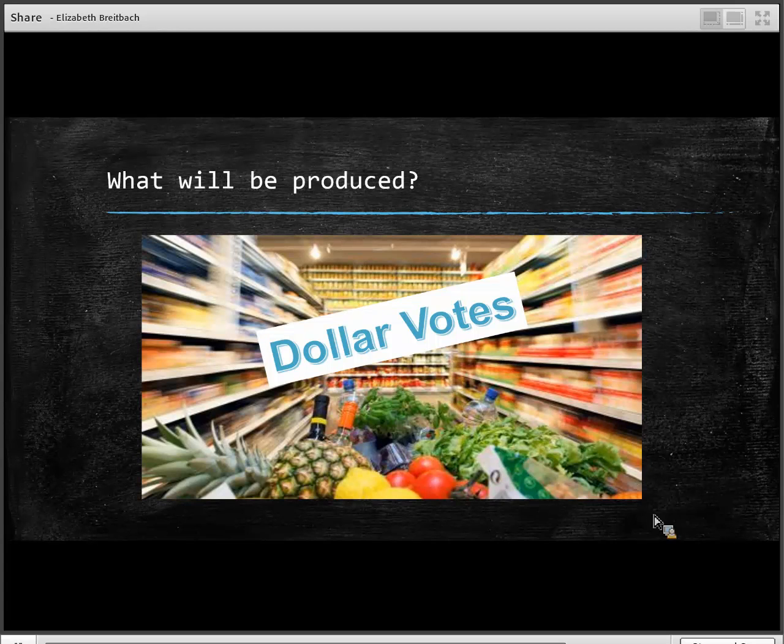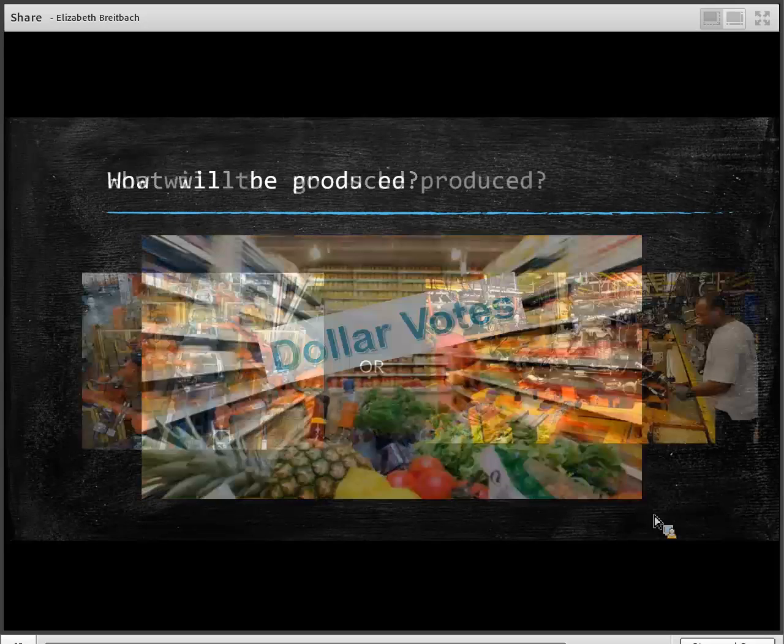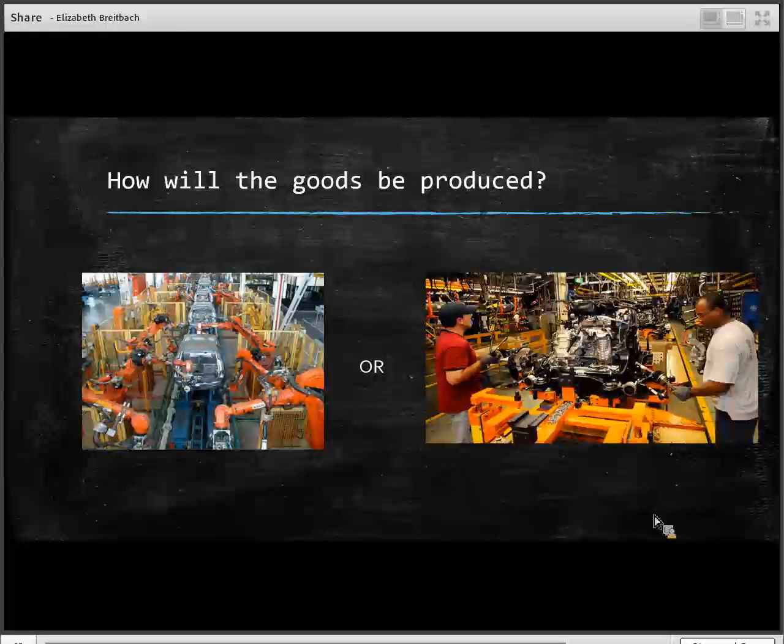The beauty is that we're able to use our dollars as one person in our entire society, and we can vote on what goods and services end up being produced. Next, how will the goods and services be produced? Will it be machines producing the goods and services, or will it be people?